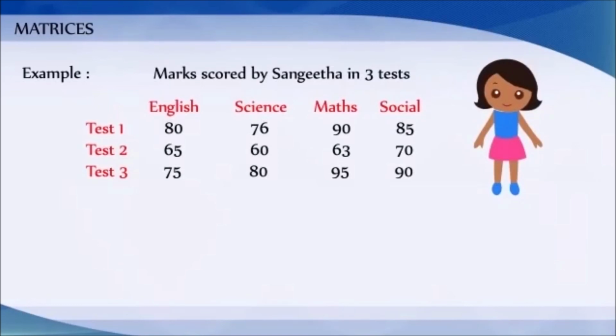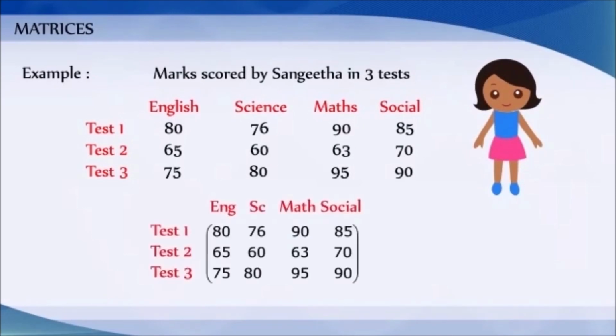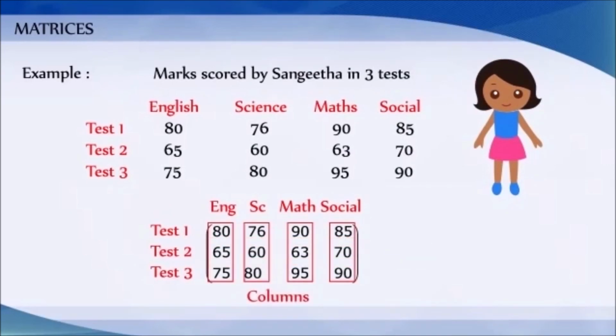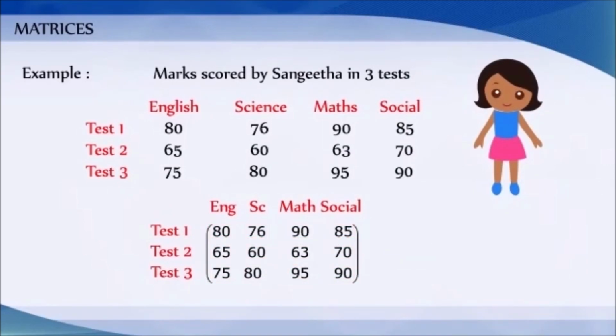Look at this example. This information gives the marks scored by Sangeeta in 3 tests. This information can be arranged in a rectangular way as rows and columns within square brackets. The horizontal entries are called rows and the vertical entries are called columns. The entry 60 represents the marks scored by Sangeeta in test 2 of science, and Sangeeta scored 90 marks in mathematics in test 1.